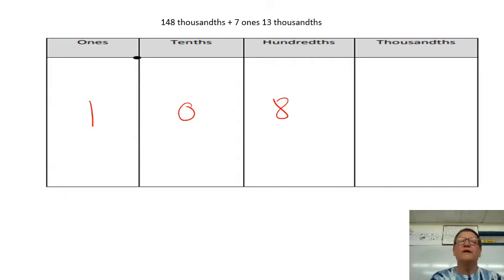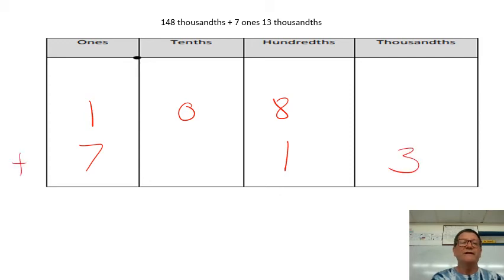Okay. Now the second one says 7 ones, and I'm going to put 7 ones, 13 thousandths. So if I were to put 13 thousandths here, I can see the 1 would end up having to come over here because only 1 digit in each place value. So it'll be 13 thousandths.